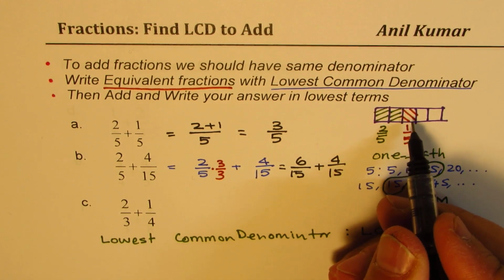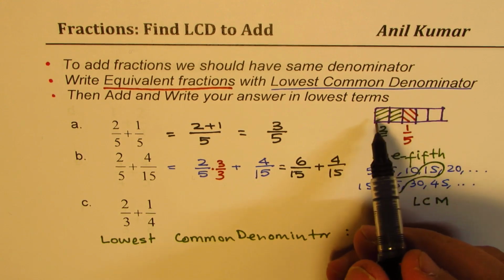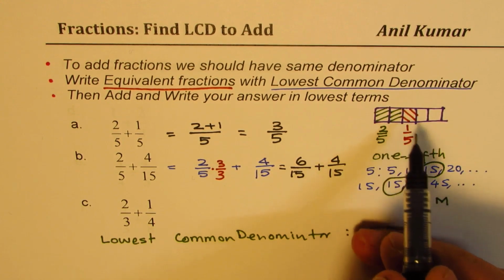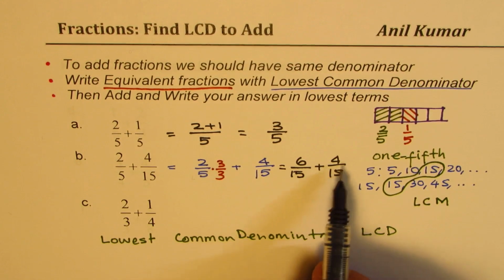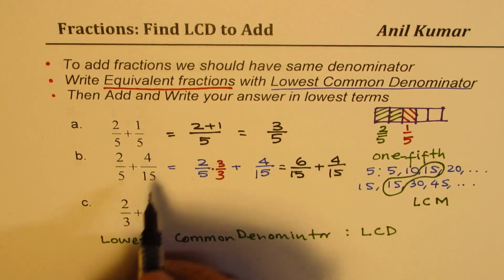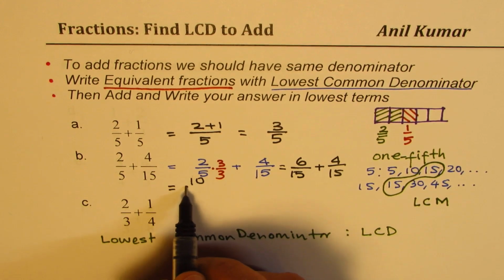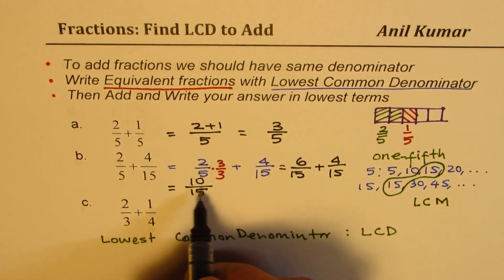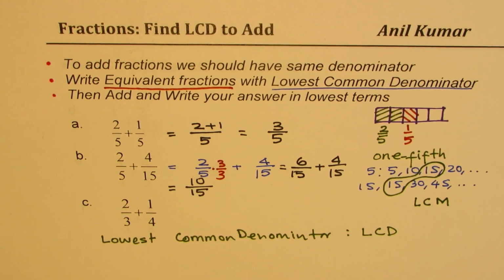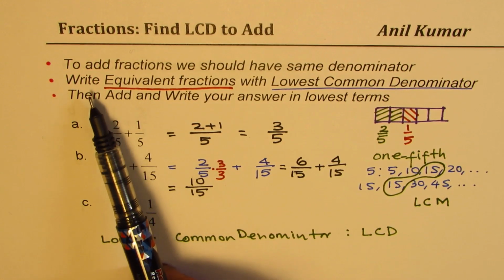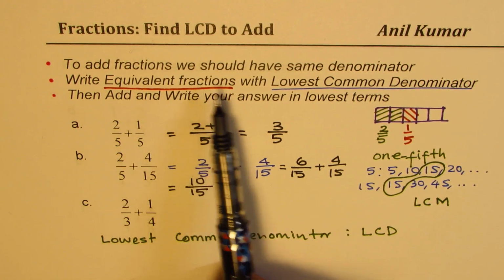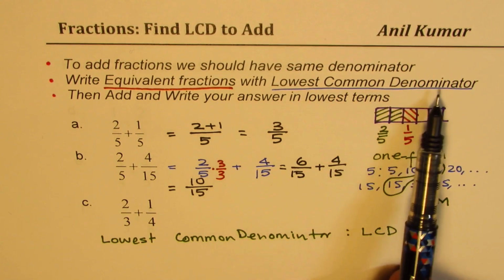Now it is a case very similar to this. The only thing is that every unit is 1/15th. So when you add, you get 10 over 15. What you get here is 6 plus 4, which is 10 over 15. You get an idea, right? So that is what you get. So this is our second step, which is to write equivalent fractions with the lowest common denominator.